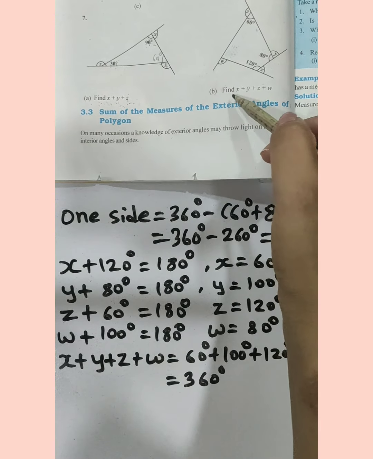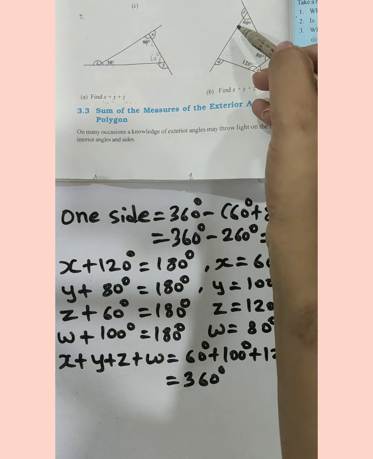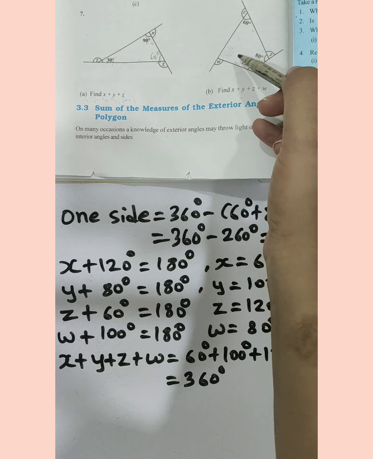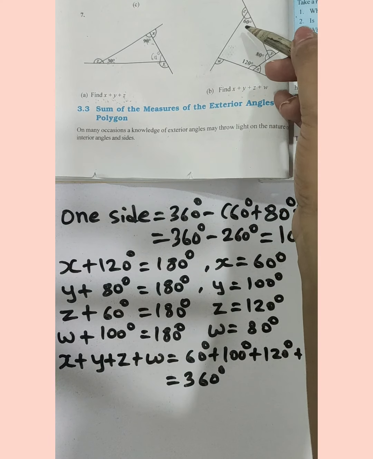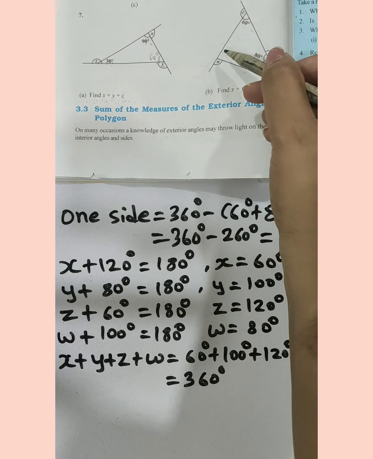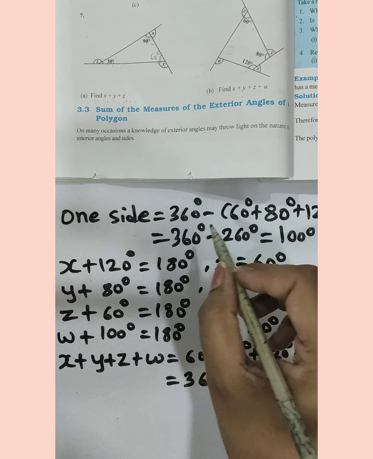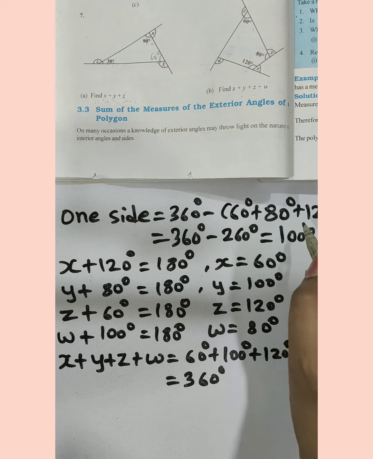Second sum, you have to find x plus y plus z plus w. Now as you can see the figure, it is a four-sided figure, so it's a quadrilateral, and the sum of all the four angles will be 360. Here three angles are given to you, so you can find the fourth angle. That fourth angle will be 360 minus (60 plus 80 plus 120), which will give you 100 degrees.